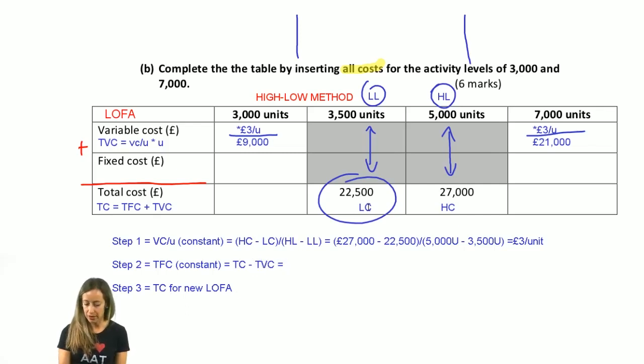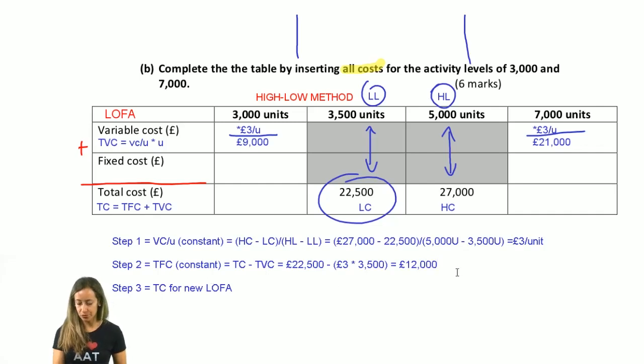So, using the low cost, we're going to say low cost is 22,500 in total terms, minus the low variable cost. Well, this is not given, but we can easily work it out because we know the variable cost per unit is 3, and we can multiply the 3 by the number of units, which is 3,500. And perhaps you want to put brackets here just to be careful with your calculator, not to make a silly mistake. And that comes up to how much, my friends? Did anybody work it out? 12,000, yeah?